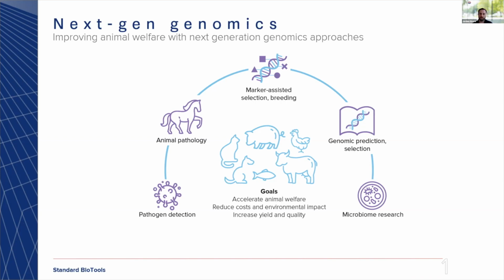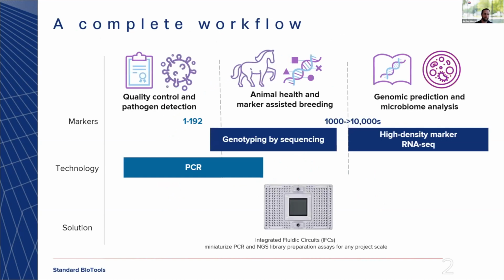The way we can help with this is really reducing the costs of running these types of tests. And so therefore, we're going to be helping to accelerate the animal welfare and increasing yield and quality of the animals as well. Now, really where we're going to fit in the best is going to be in the quality control and pathogen detection, when we're looking at a smaller number of markers, as well as animal health and marker-assisted breeding. So we're really looking at markers from the tens to up to the hundreds and thousands.